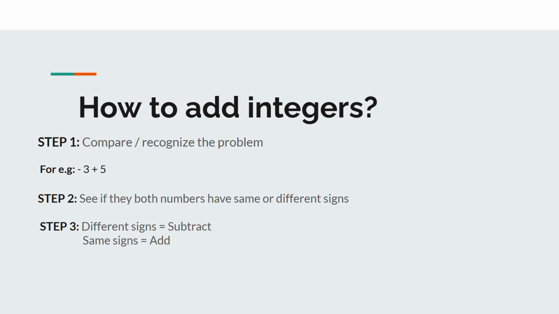For our step 3, if they have different signs, we have to subtract, and if they have the same signs, we have to add. But why are we subtracting when it says adding? Because that's the rule, and we have to follow it, or we won't get the correct answer. So now, how do we find the answer? I'll tell you. To subtract, the order doesn't matter. You can change them.